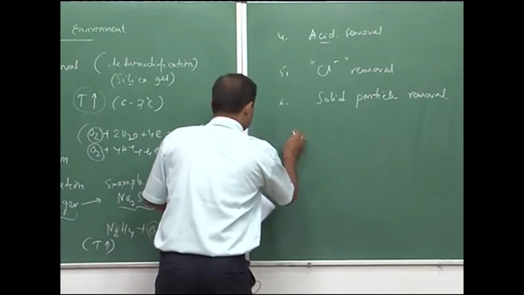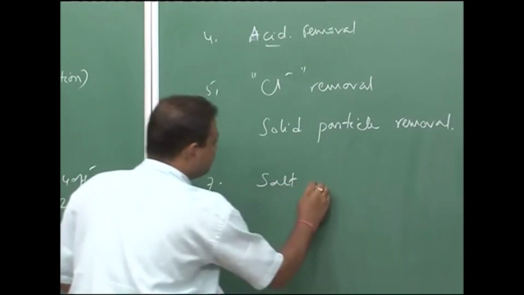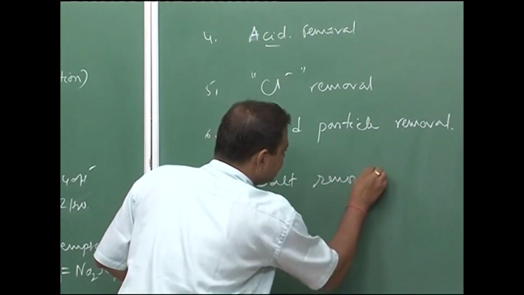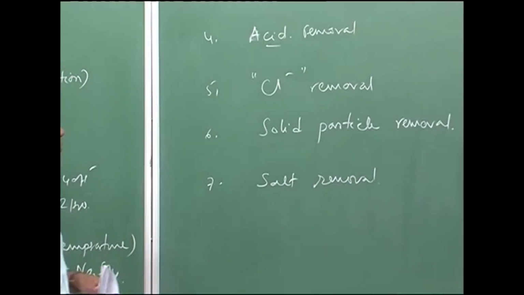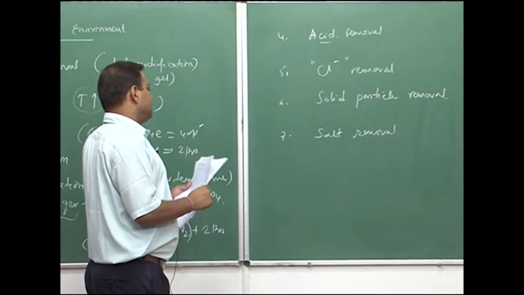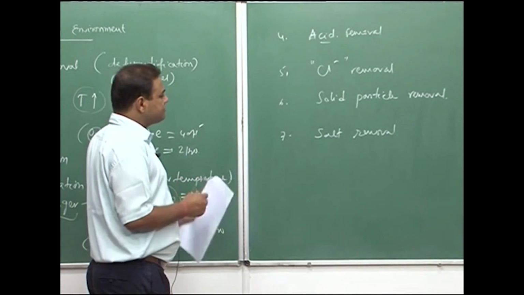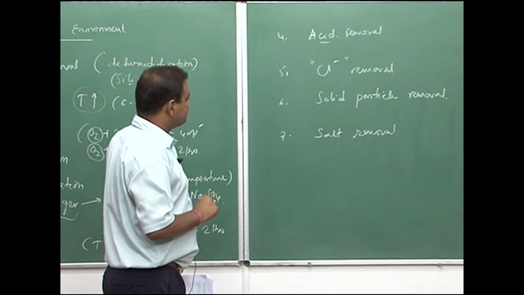Then we can also do salt removal. Generally, most of the salts increase the conductivity. If we remove salt, the conductivity will decrease, or the resistance of the solution would increase, and hence the corrosion resistance would also increase.